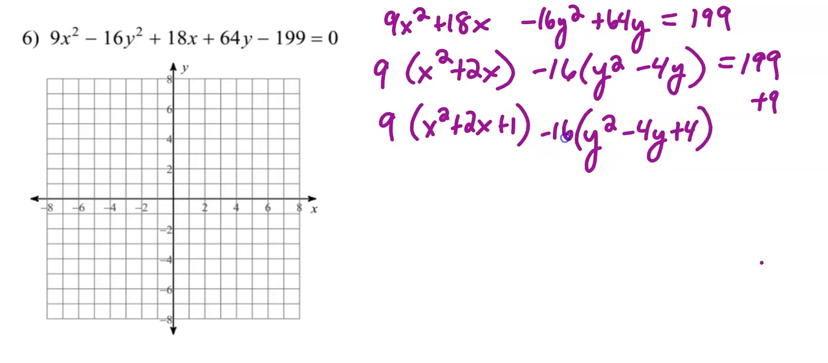But also remember right here, I'm not adding 4 because the negative 16 distributes to it. I'm actually subtracting 64, adding a negative 64 to the left side. So I need to subtract 64 from the right side. So I'm going to go ahead and add these up. And I get 144.